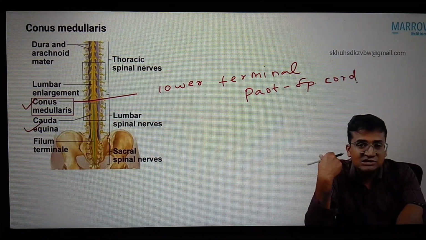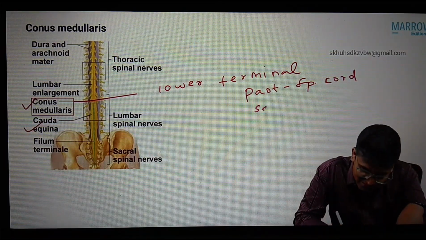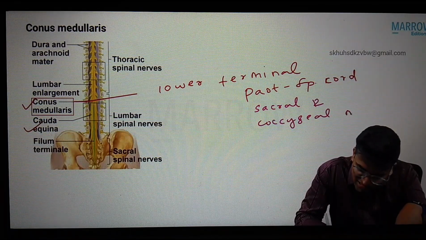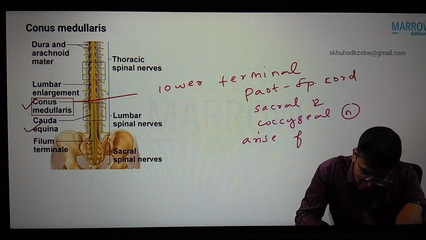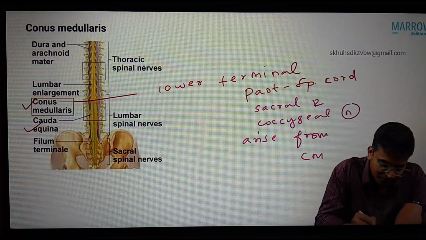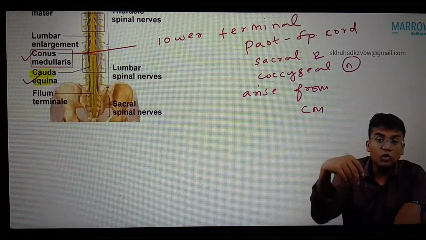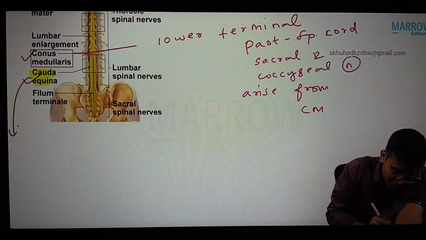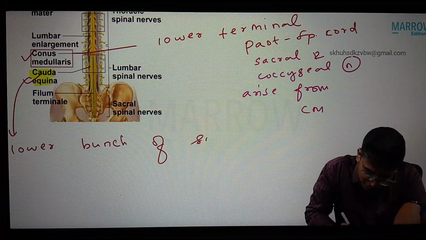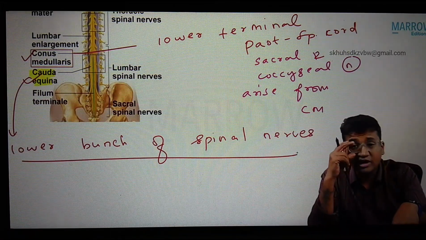Now what are the spinal nerves arising from the conus medullaris? Sacral fibers and coccygeal fibers. Sacral and coccygeal nerves arise from conus medullaris. Now we have one more terminology, that is cauda equina. Now what is cauda equina? Cauda equina is nothing but the lower bunch of the spinal nerves. That is called cauda equina.